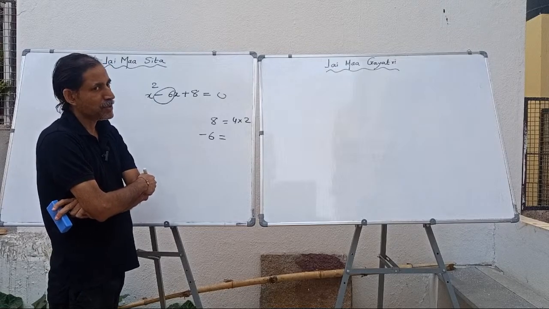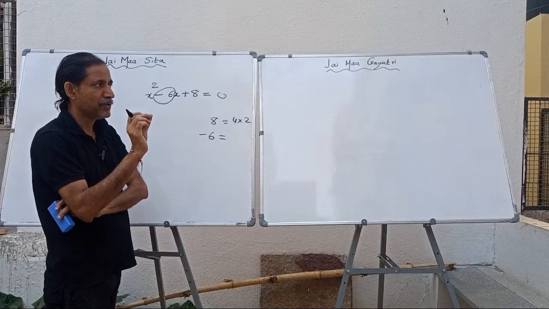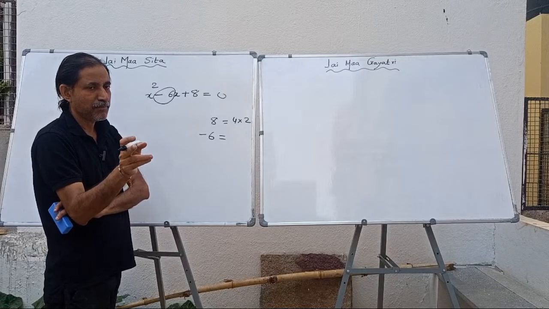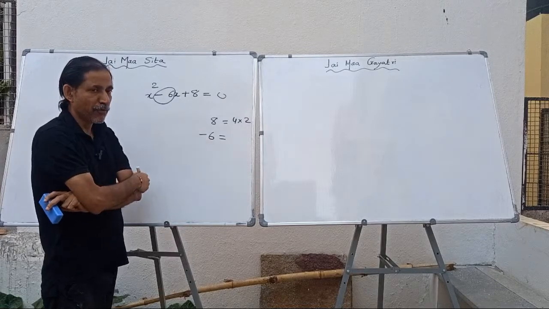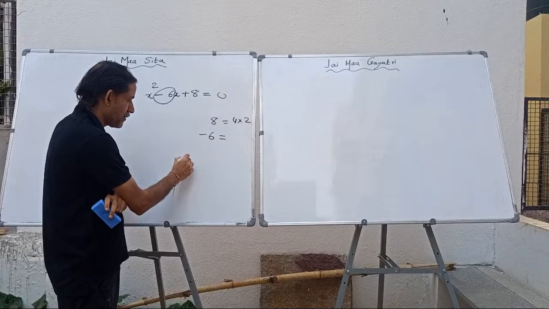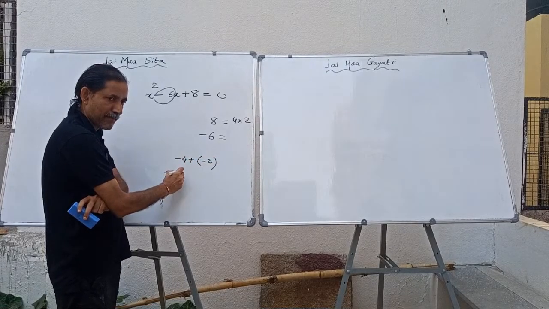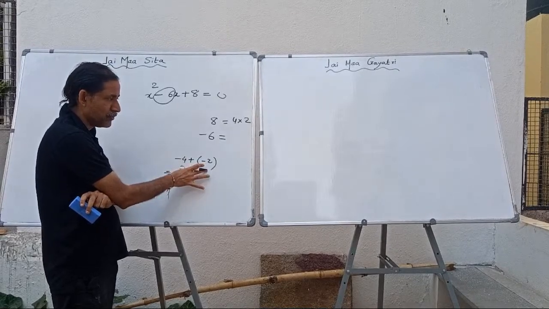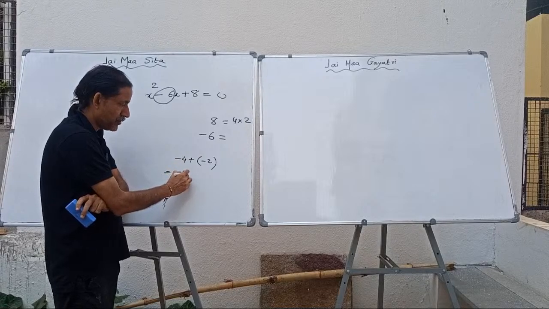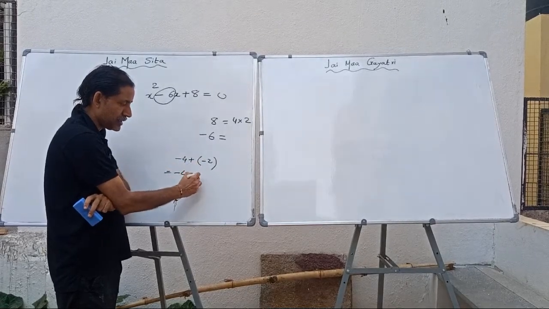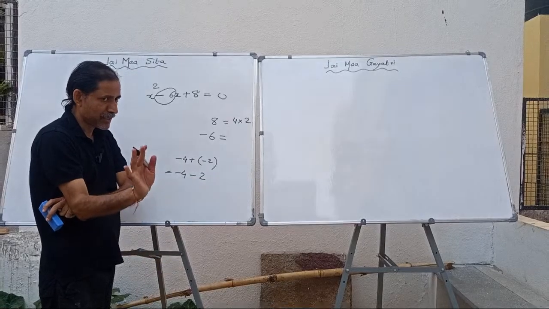Minus 4 minus 2 is what? Minus 4 into, no wait. Minus 4 into minus 2. Product correct. So this is right. Minus 4 plus minus 2. It will be what? Addition of 2 should be minus 6. Is it minus 6? Minus 4 plus minus 2. So minus 4 minus 2 is minus 6. You are getting it right.